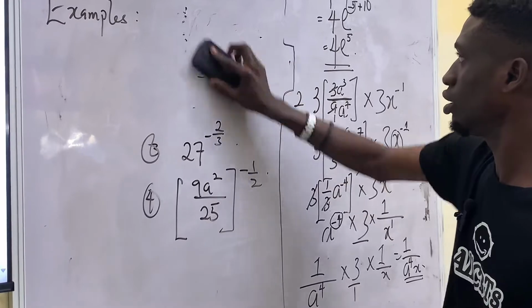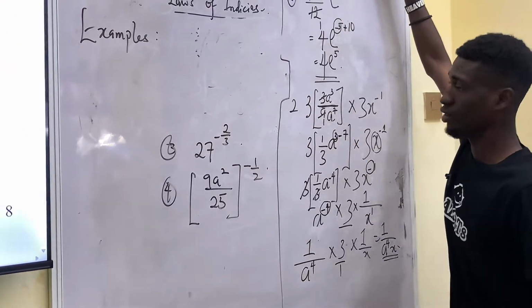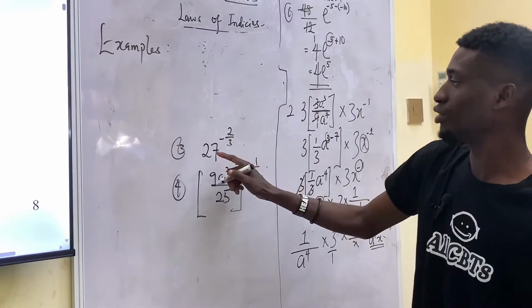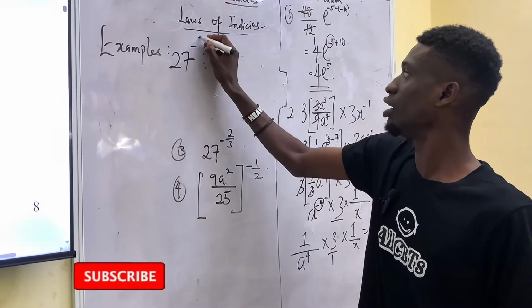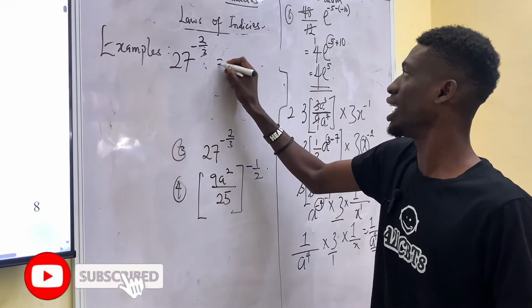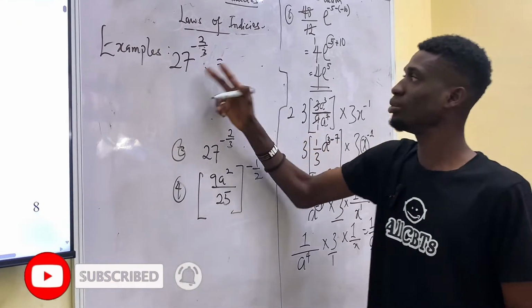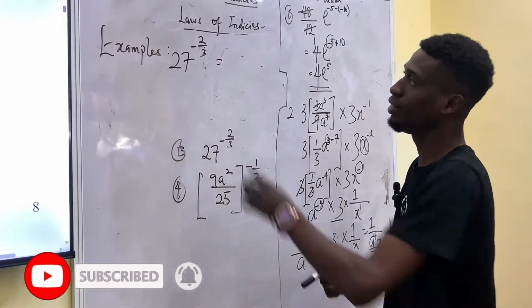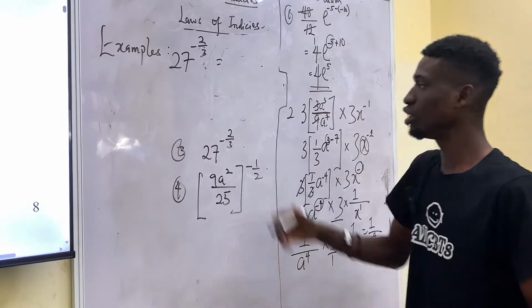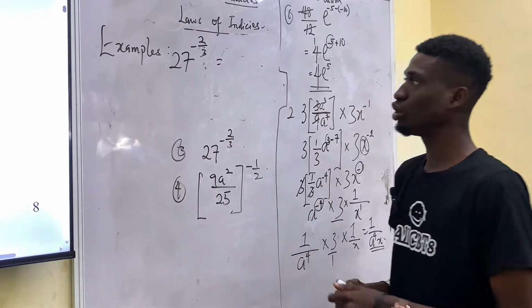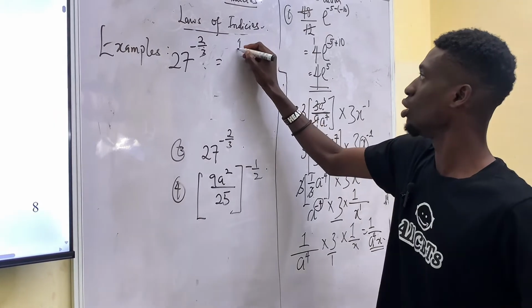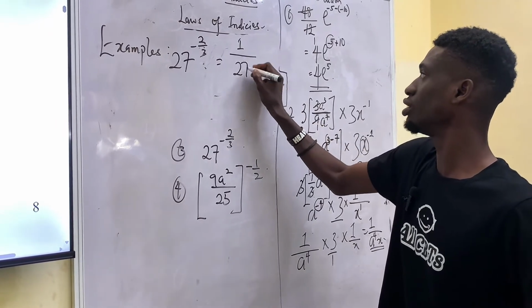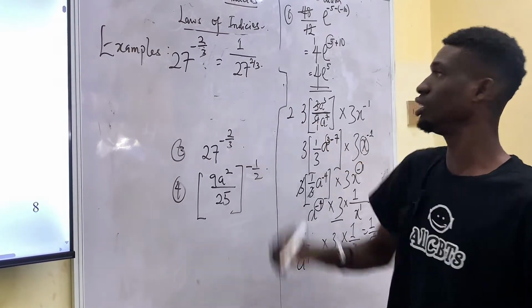Now, for example 3, we have 27 raised to power minus 2 over 3. Now, two laws will be applicable to this. That's your negative law and your fractional law. So let's take it one by one. For your negative law, you have it as 1 all on 27 raised to power 2 over 3.